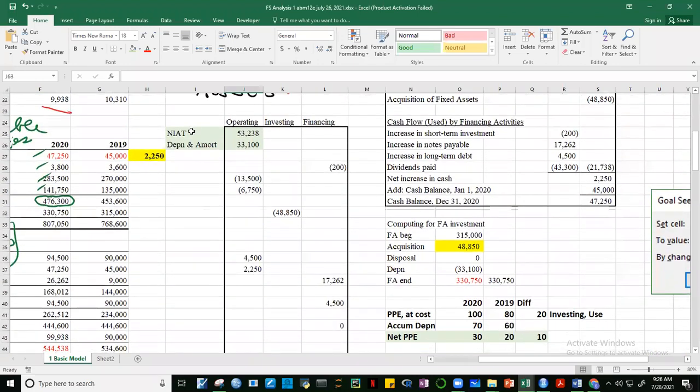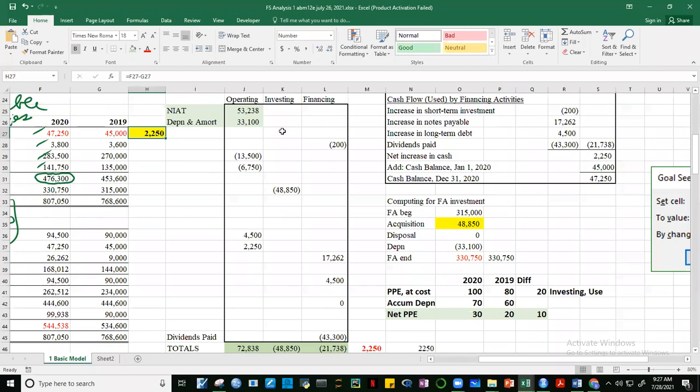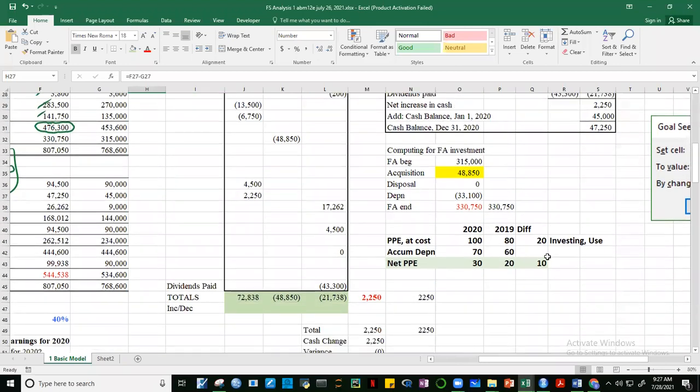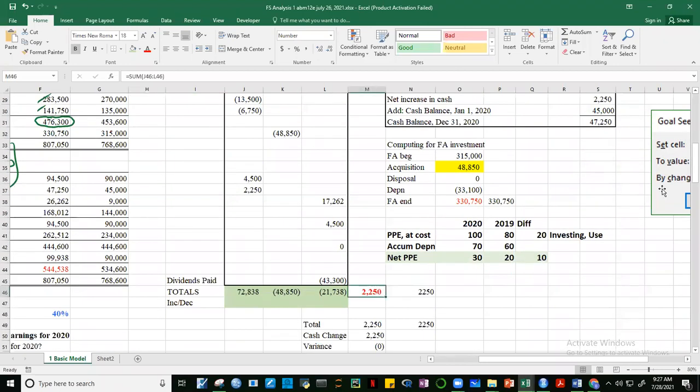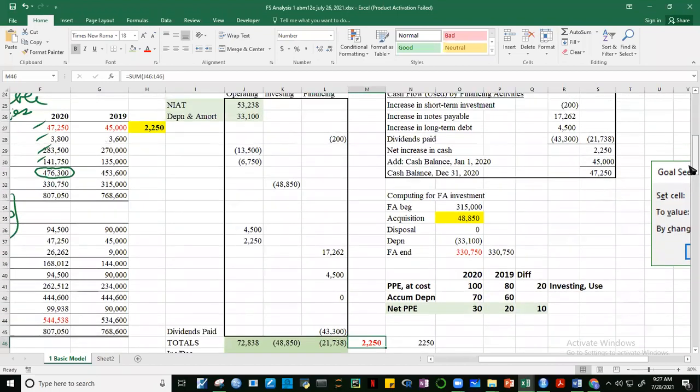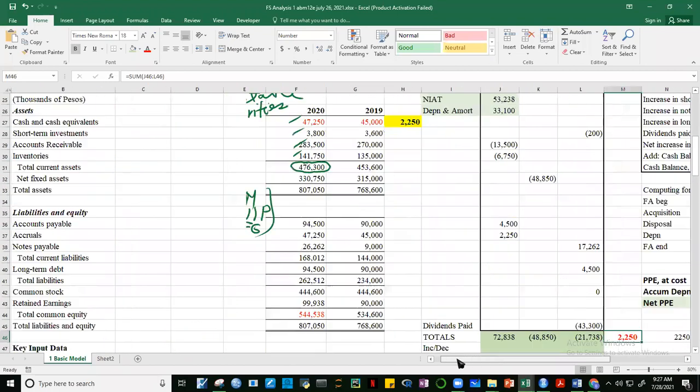We said that we first start with the net income after tax and add back to it the depreciation expense, since these are non-cash expenses. Then we go through the balance sheet and determine changes in the accounts, because we'd like to investigate where the increase, in this case the increase of 2,250, came from. It turns out that we were able to determine where it came from. Now, just some pointers, some reminders.